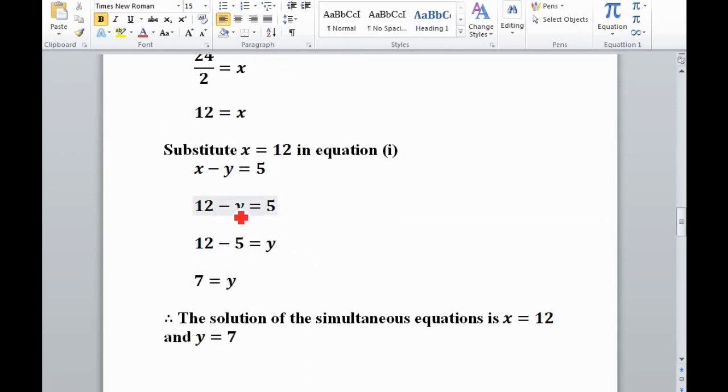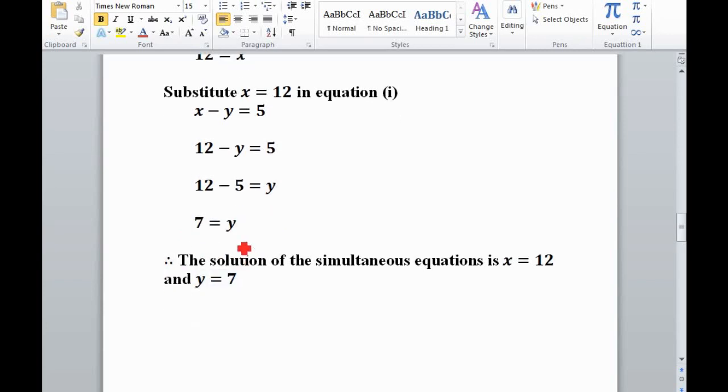To find y, I will be taking this negative y to the right side of the equation and this positive 5 to the left side of the equation. Then this equation becomes 12 minus 5 equals y. Subtracting 5 from 12, we get 7. So therefore the solution for the simultaneous equations is x equals 12 and y equals 7.